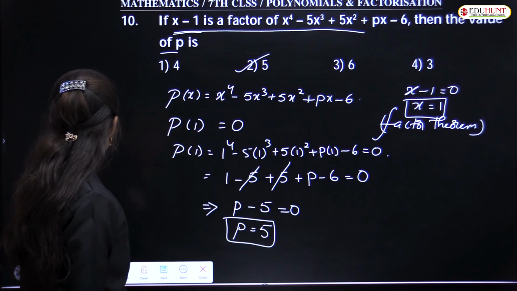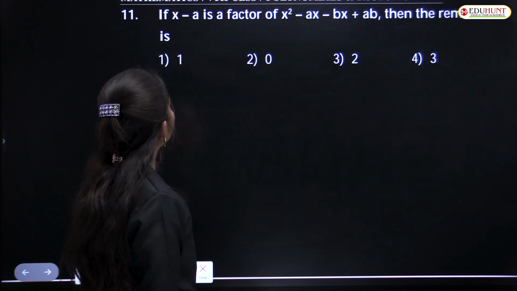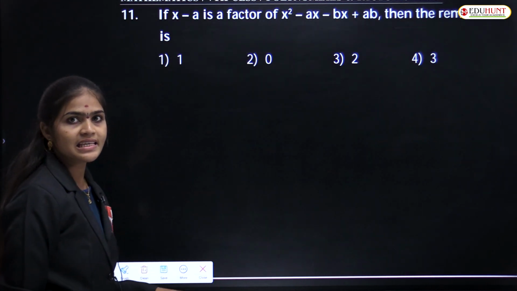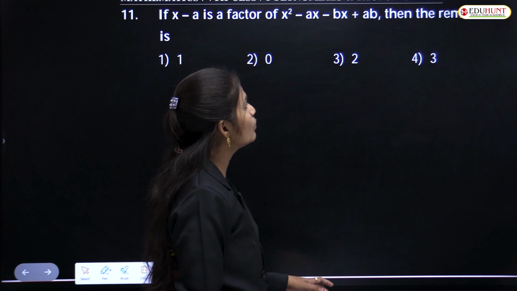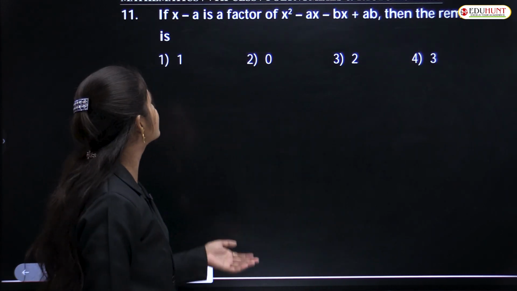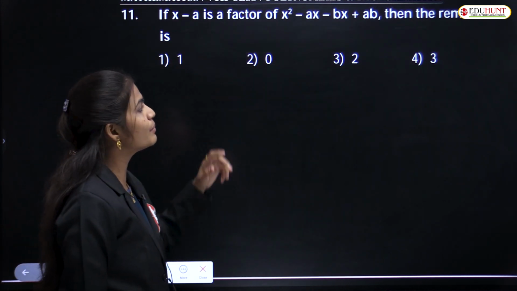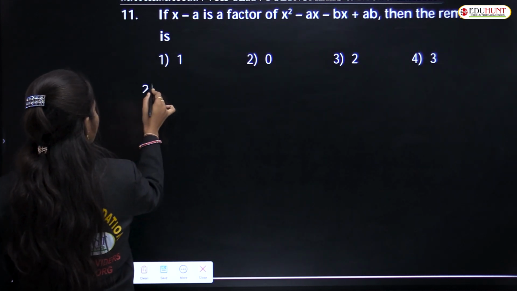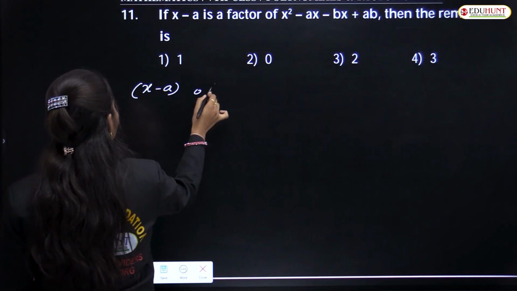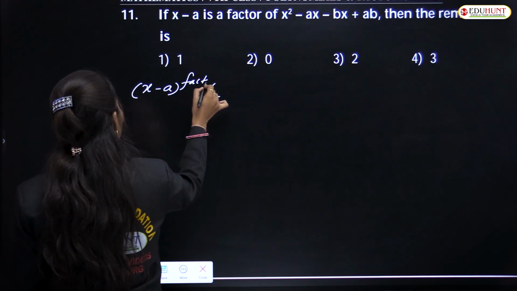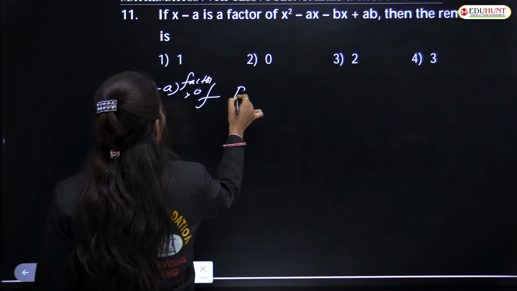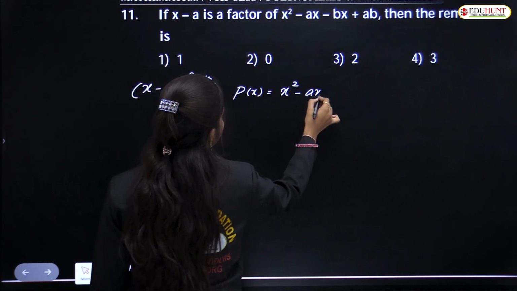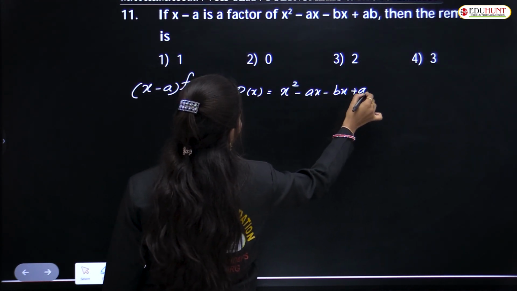So that's my next question here. They are asking, if x minus a is a factor, then the remainder is. So x minus a is a factor, they are saying, and they are asking what the remainder is. Directly also we can say that. Why? Because when they say factor, the remainder is 0 only, no? So once again see here, they are saying that x minus a is a factor of the polynomial p of x, where p of x is equal to x square minus ax minus bx plus ab.